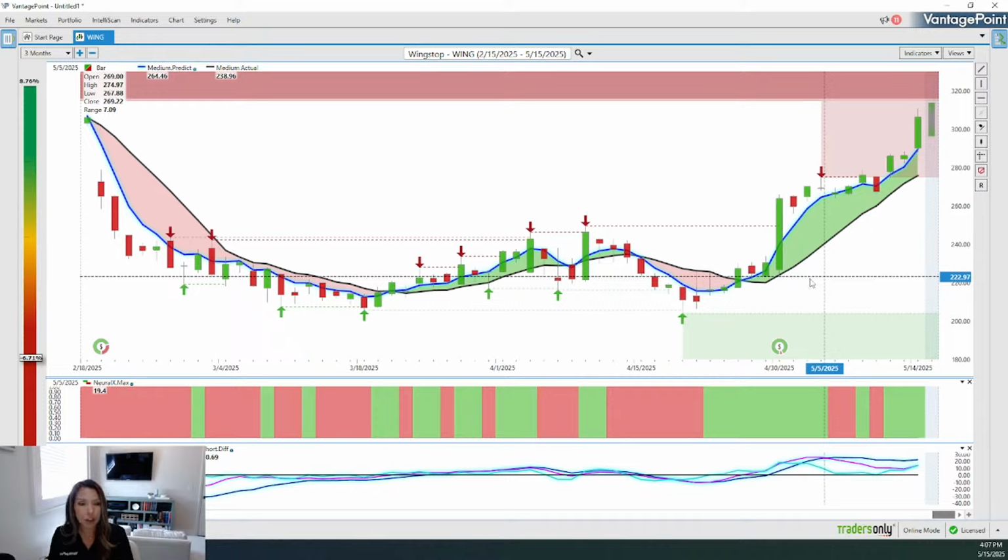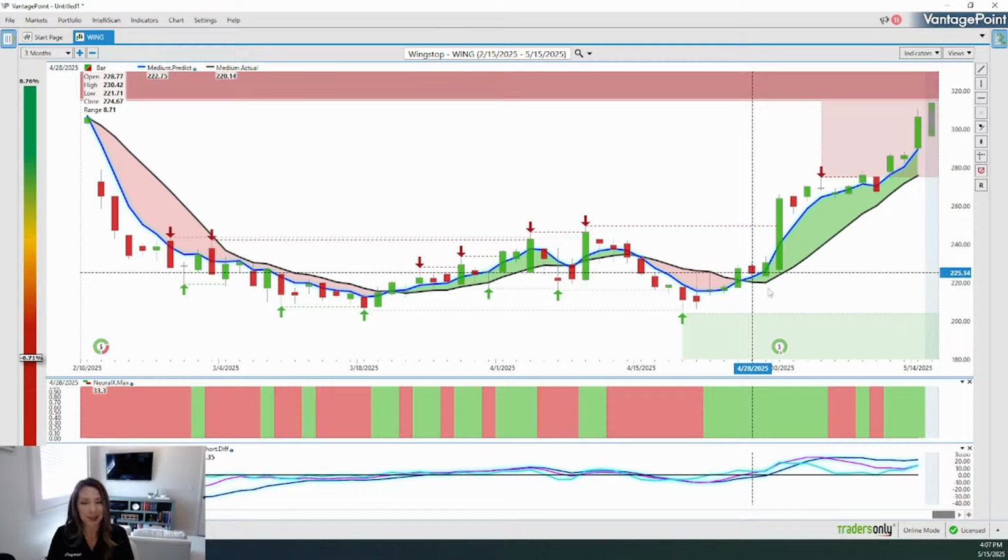In order to do that, we would really look for the blue line to cross the black line up here. So using that blue line crossing the black line, we would see that on, let's mark it with our date on our crosshairs, on 4/28, we actually had that bullish crossover, which the trend then turned green. So again, keeping that simple, green for up, red for down.